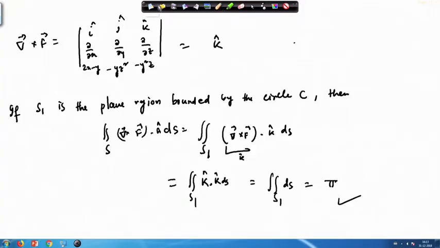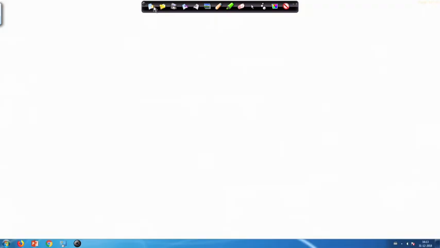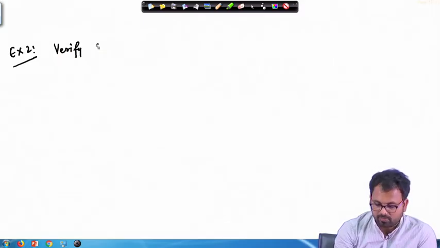Since we still have at least 5 minutes left, let me state one more example from Stokes theorem, and then I will close this lecture. All right. Since we have some more time, we can focus on one more example. So, example 2 from Stokes theorem. Verify Stokes theorem.